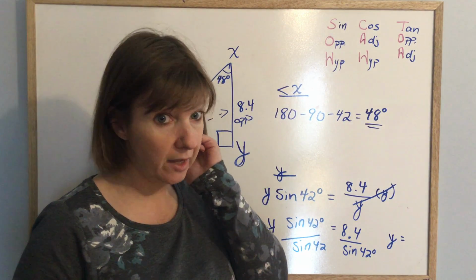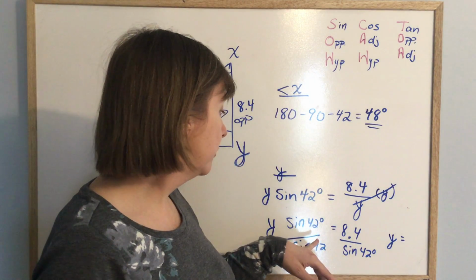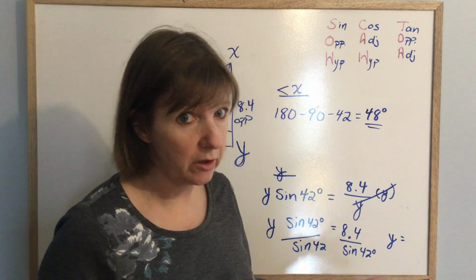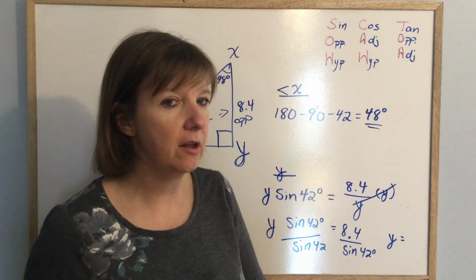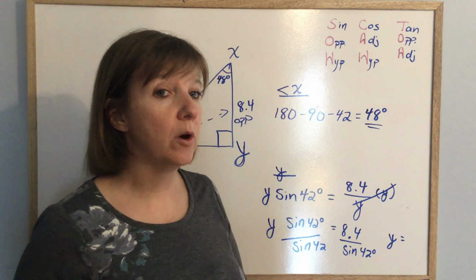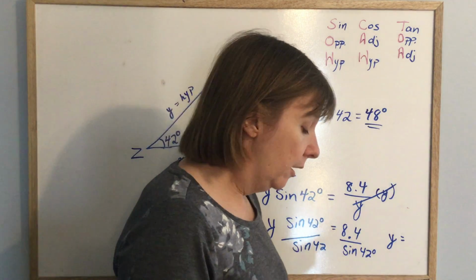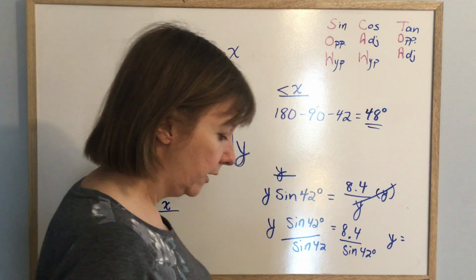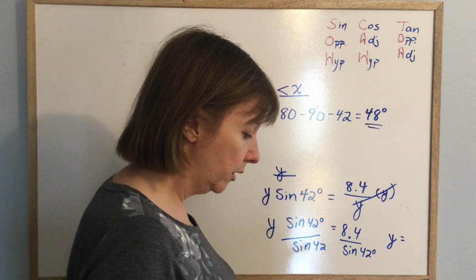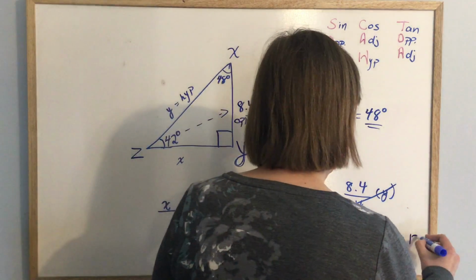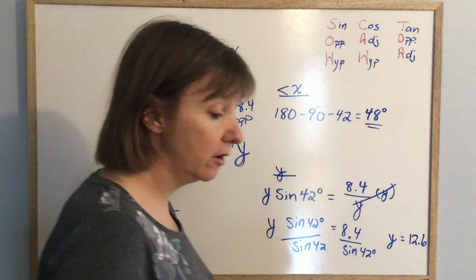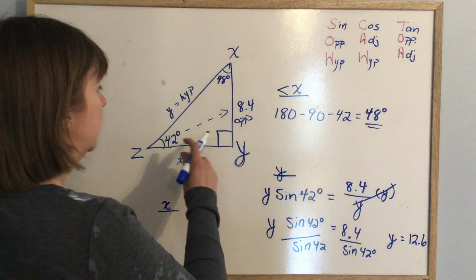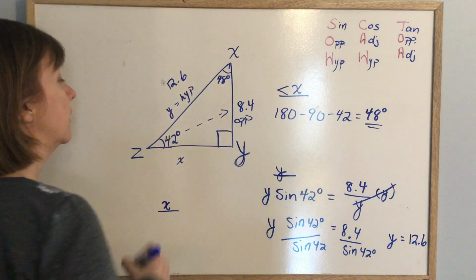Now, for those of you who hate showing work, if what you show me is that y is 8.4 over sine of 42, I just need to see what you did. What did you put in your calculator to get your answer, so that I can figure out what you were thinking when you did it, all right? So if I put in 8.4 divided by sine of 42, that gives me 12.6, because they said round to the nearest tenth and it was 12.55. So I rounded it up to 12.6. All right, so now I know this side is 12.6.